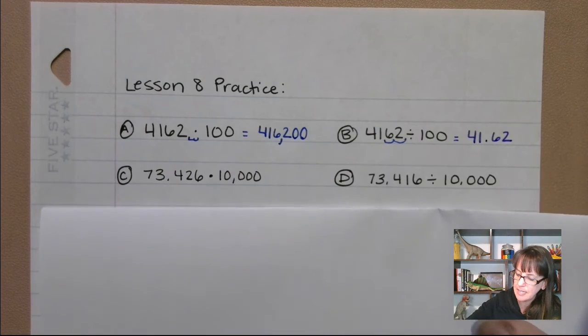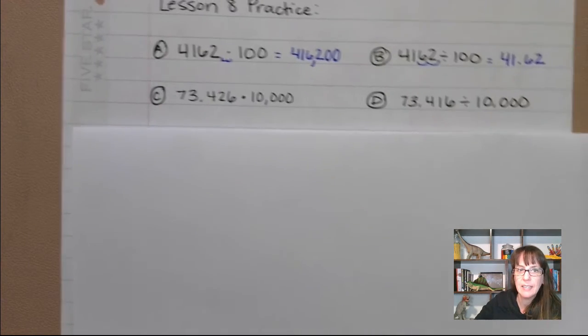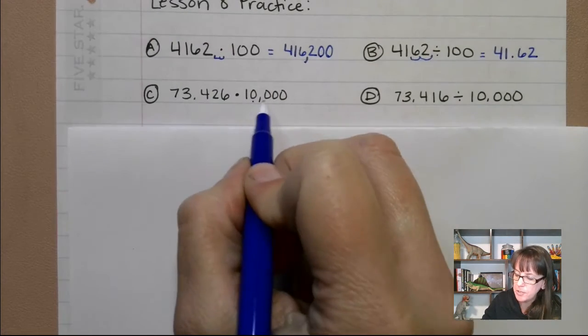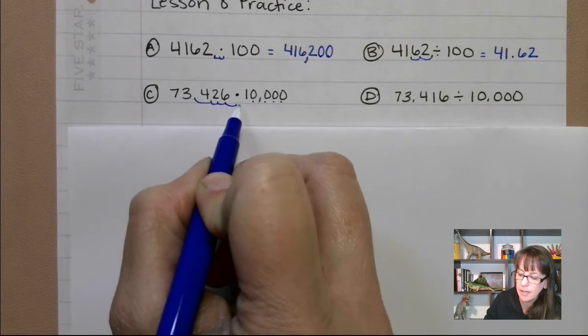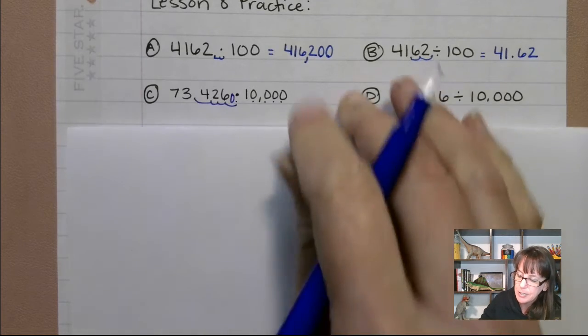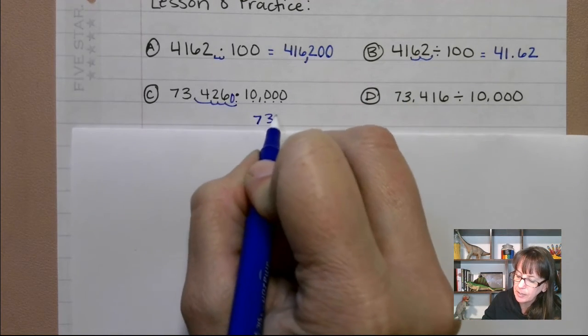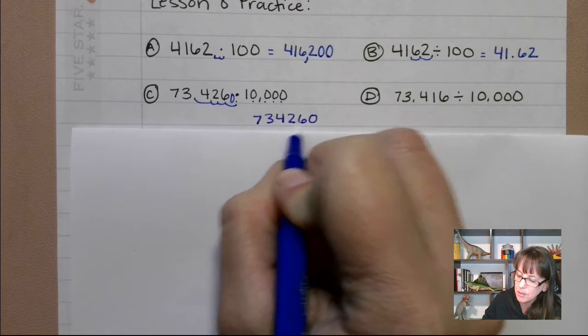All right, let's look at C here. Now we're multiplying. So we want to do 1, 2, 3, 4 spots. So we're going to go 1, 2, 3, 4 spots. We got to create a 0 there. So we're going to end up with 734,260.